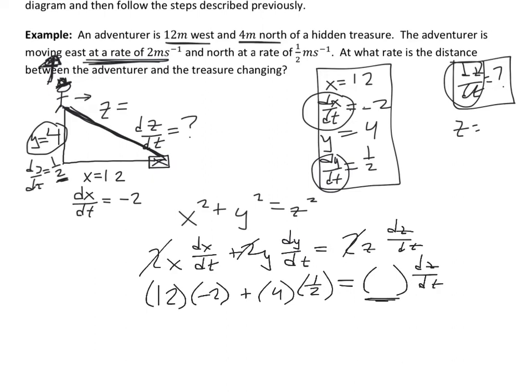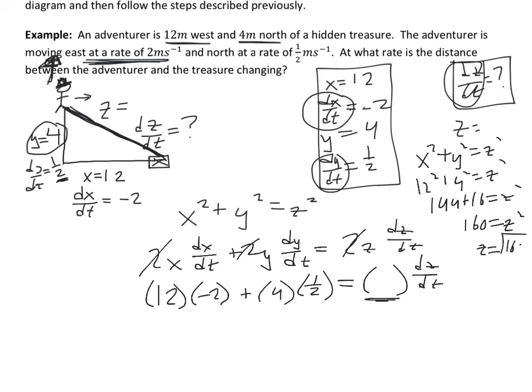So if I need to know what z is, I can come back to, well, even before I took the derivative, x squared plus y squared would equal z squared. So if I plugged in, 12 squared plus 4 squared is z squared. That's 144 plus 16. That's what, 160 equals z squared. So z is the square root of 160.